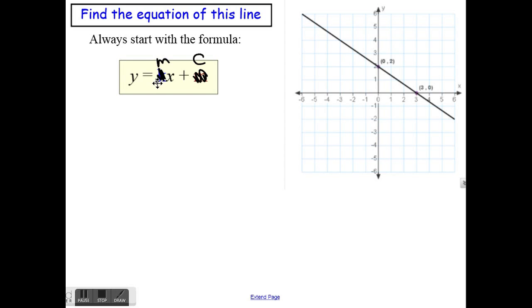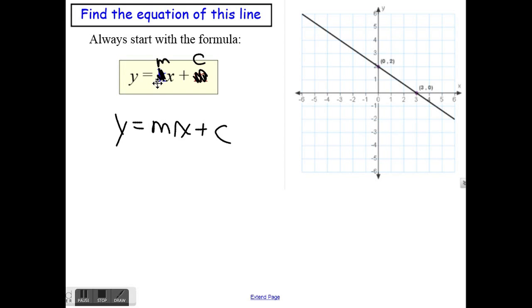So what is our y-intercept in that case? Yes, 2. So I just fill it in, because this point is at y equals 2, so that is our y-intercept. Now, the next thing I need to find is my slope.